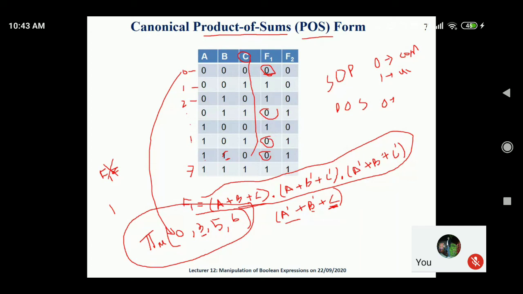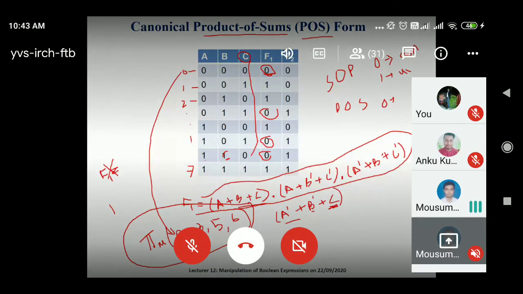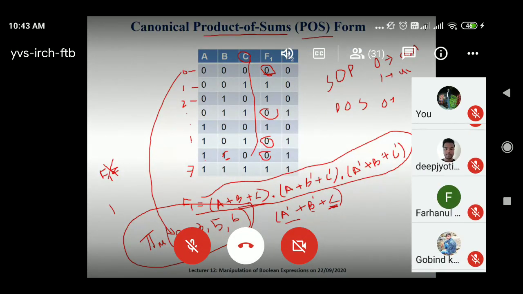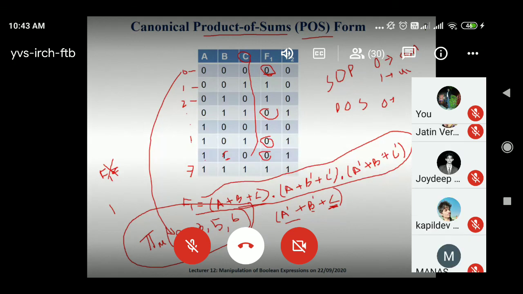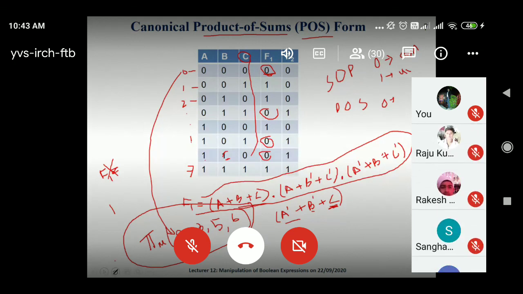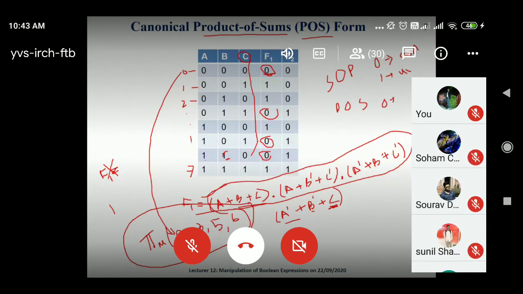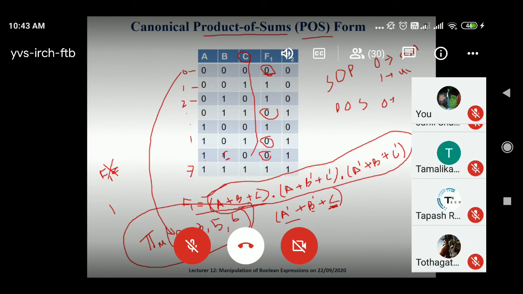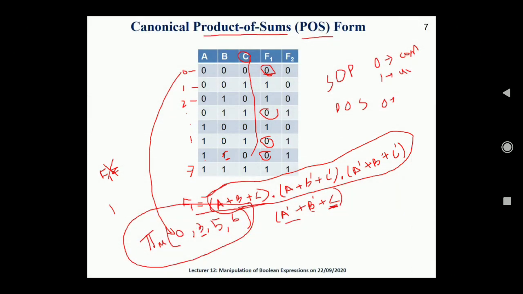Always remember, when we are using sum of product and defining this type of unique number representation, 0 is complement form and 1 is uncomplement form. And when we are using POS form, it is vice versa. That means 0 is uncomplement form and 1 is complement form. And this is the representation of product of sum, because in between we are using the sum operation, but within the term we are using the product operation.